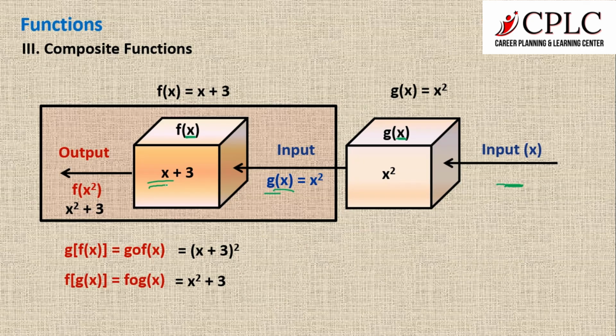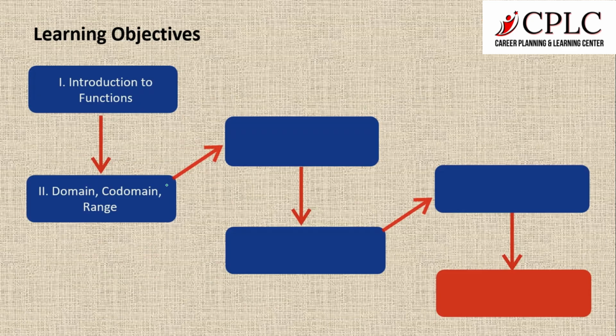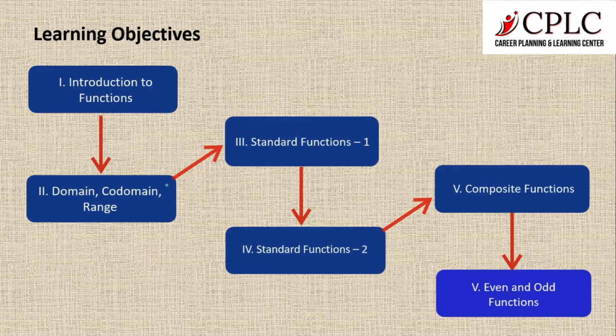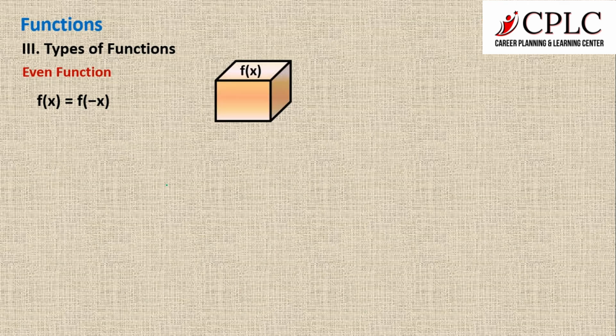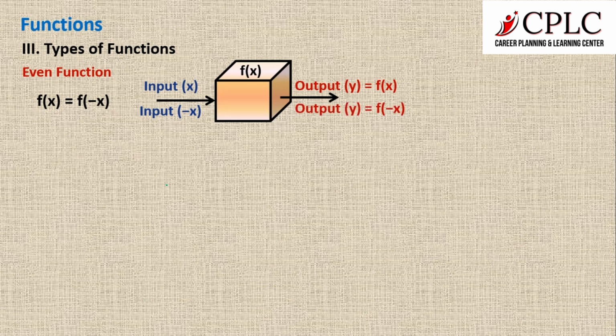The last part of this lengthy topic is even and odd functions, which are also one of the standard types of functions. So let's first see the even function. The important part of even functions is that the input changes the sign, but the output does not change the sign. As you can observe here, if input is x, you are getting the output as f of x, which is positive. And if the input is minus x, you're still getting the output f of minus x, which is still positive.